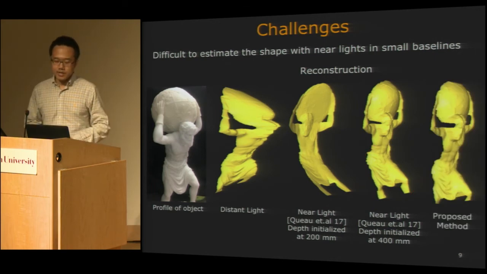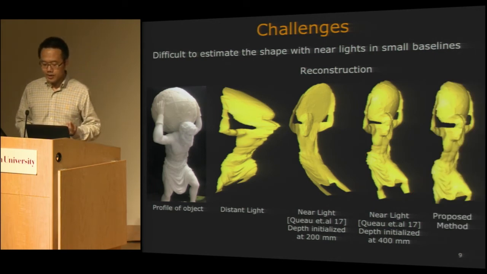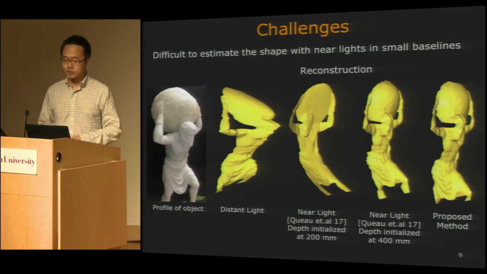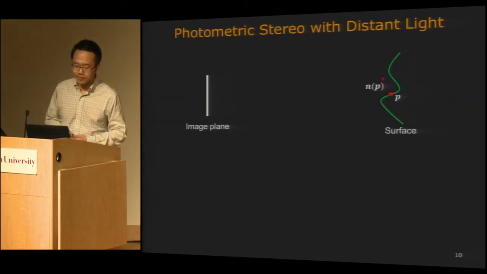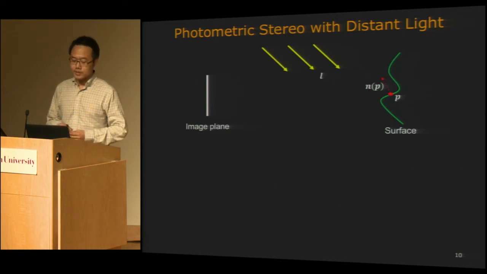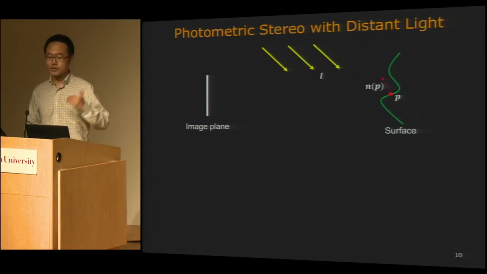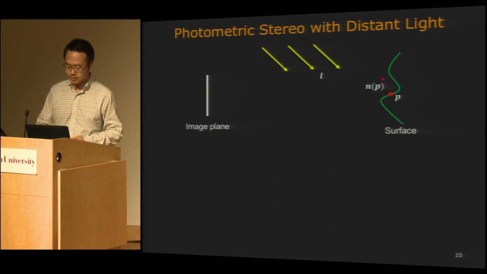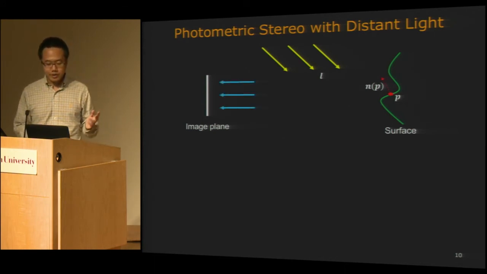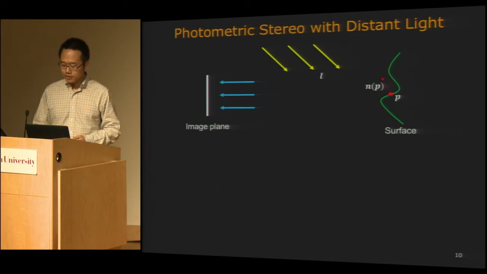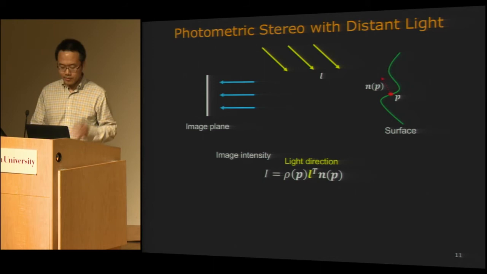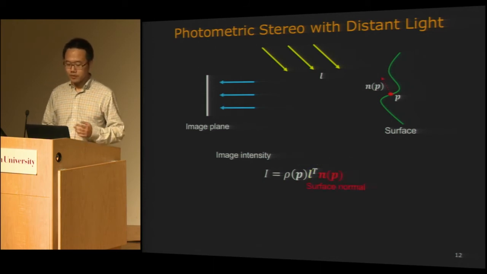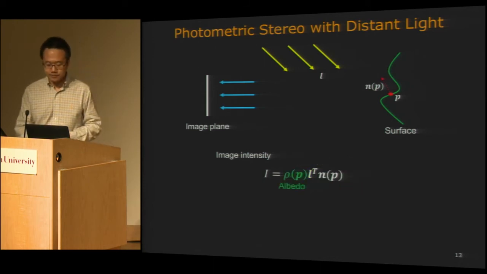Instead, our method can deal with both the near light condition and the small light source baseline limitations. So before going into our method, let's quickly revisit photometric stereo. By assuming distant light source, the light directions across the scene are parallel and constant. Assuming the scene is Lambertian, the image intensity for the scene point is a dot product between the light source direction and the surface normal of the point, scaled by surface albedo.